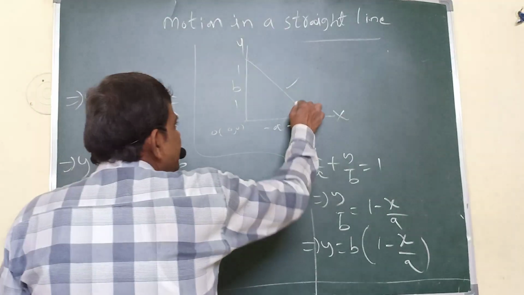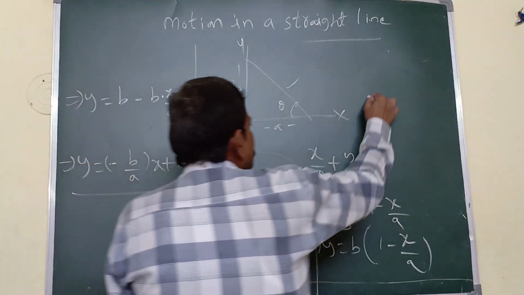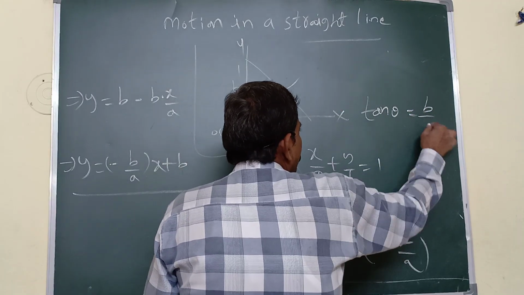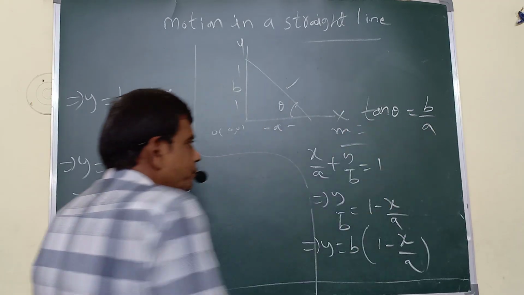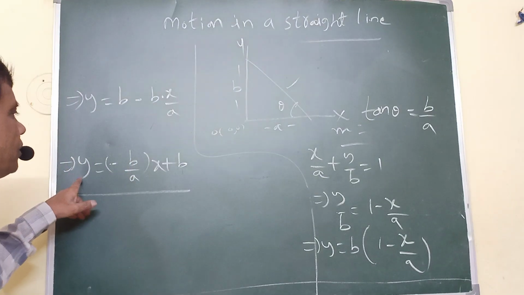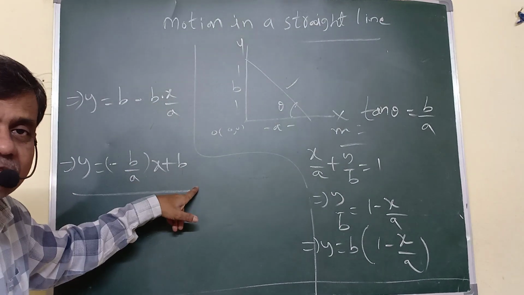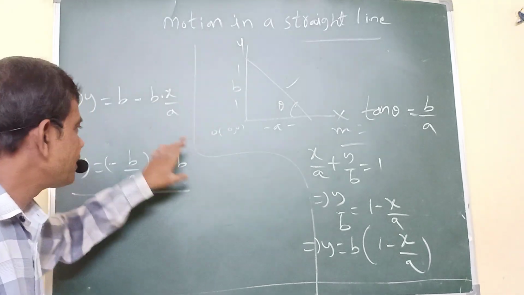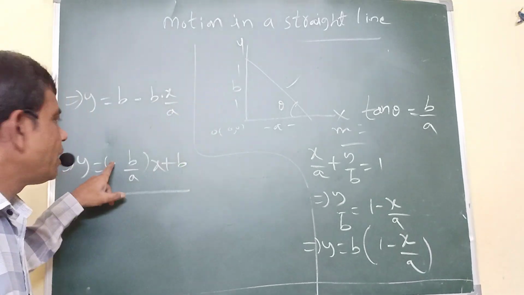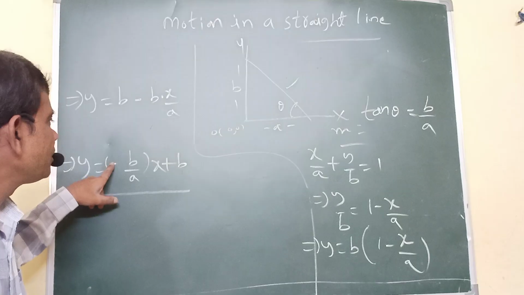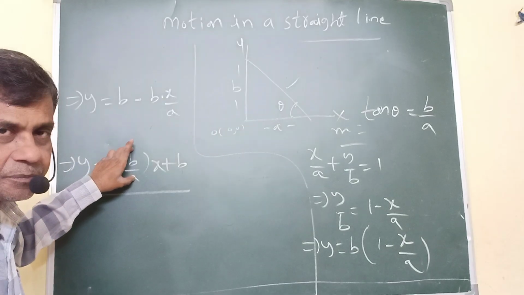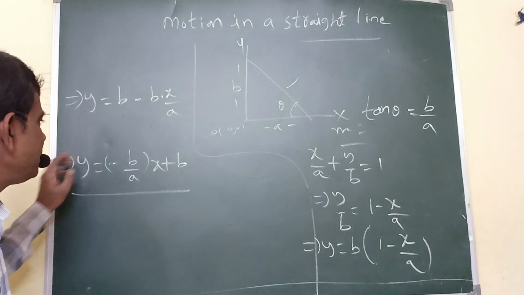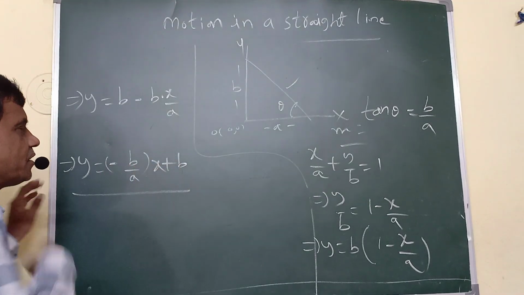So here you take theta. If this is theta, what is tan theta? Tan theta equals B by A. Tan theta equals what? Slope. So y equals minus mx plus b. In this way we are writing. What is the b? Y-intercept. In the derivation only the minus came. What is the B by A? Slope, m. Y equals mx plus c you write. Otherwise y equals minus B by A into x plus B.